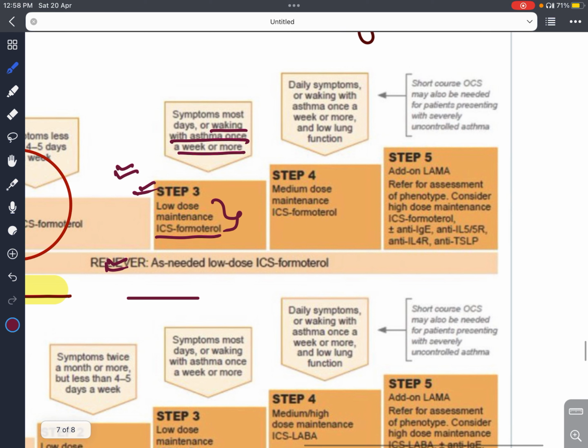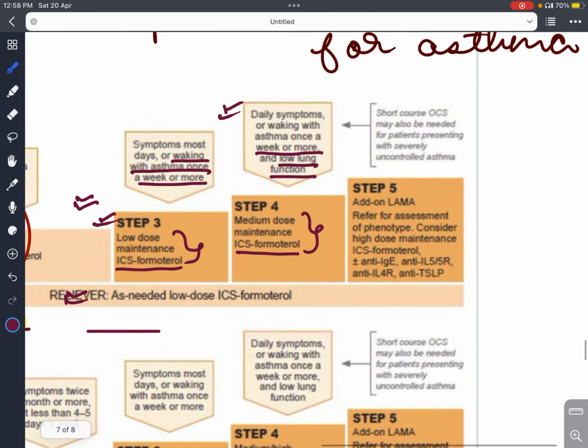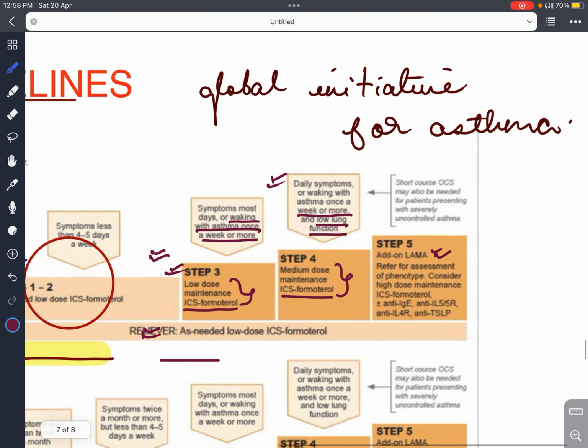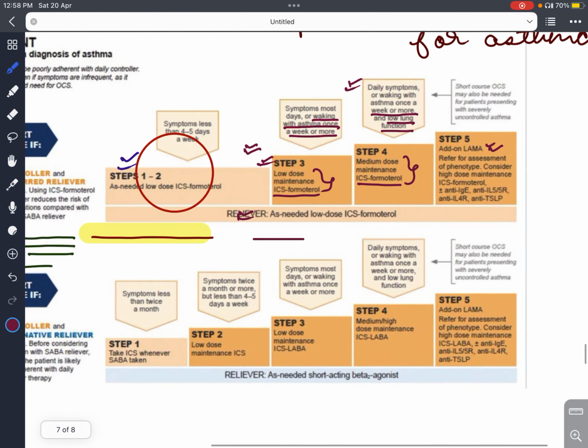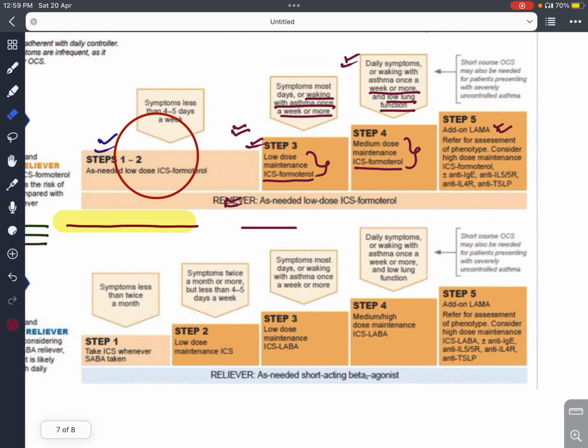Now, step four: if the patient has daily symptoms, or the person is waking with asthma once a week or more, and a low lung function, then you go with a medium dose of maintenance ICS formoterol. And in step five, you can add a LAMA over here. So this was all about track one. And one more thing: for the reliever, you can use as needed low dose of ICS formoterol again in track one.